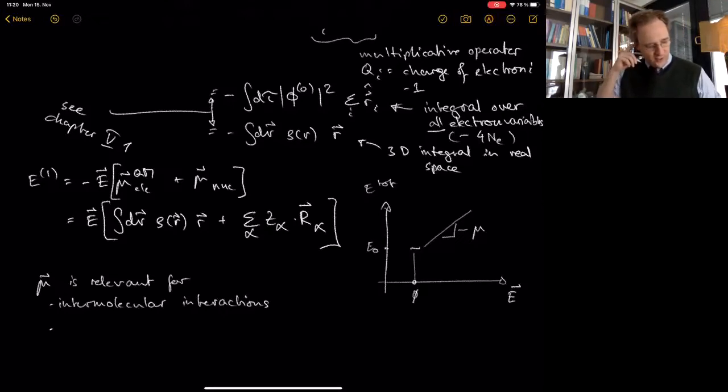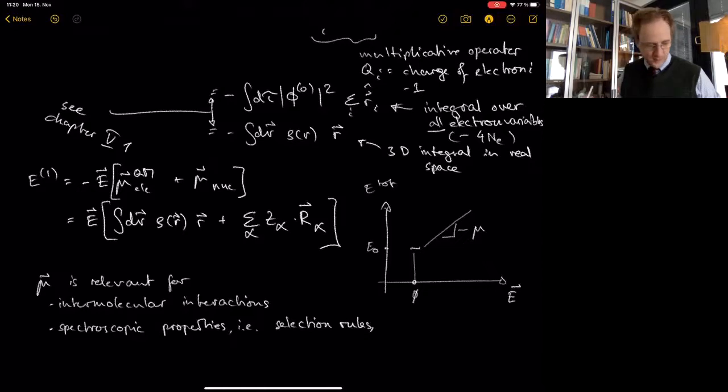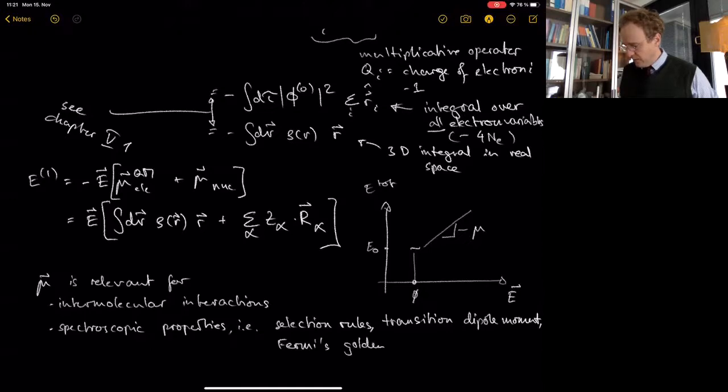It is, of course, also relevant for spectroscopic properties, as you probably know as well. Keywords include selection rules, the transition dipole moment, which affects the intensity, also Fermi's golden rule.